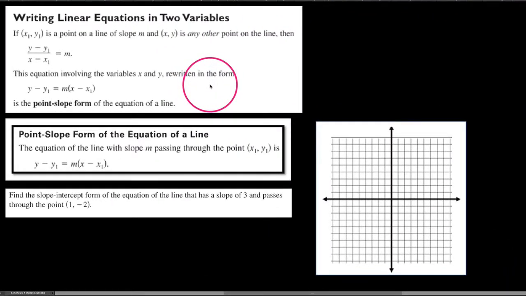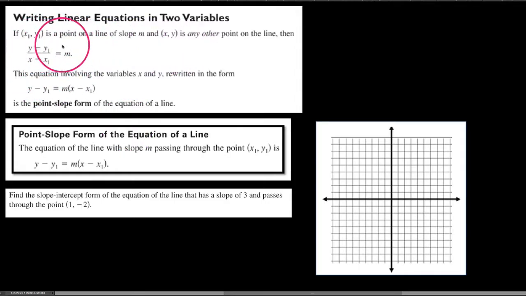Okay YouTube, in this video we're going to continue to explore graphs of linear equations, and what we're going to focus on is writing the equation of a line, or a linear equation in two variables x and y. In order to do this, we're going to develop what we call the point slope form of the equation of a line, that allows us to typically always write the equation of a line, but it involves the base definition of slope in the first place.